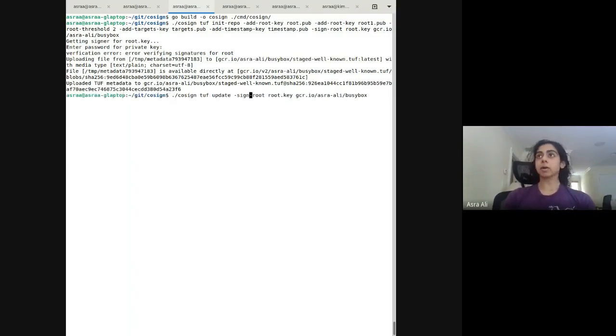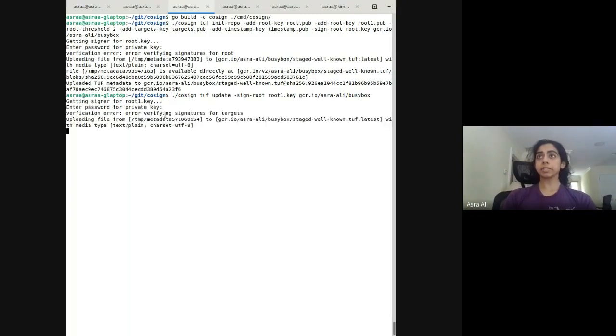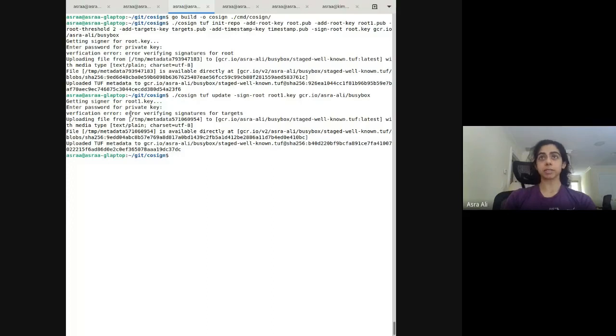And I'm also going to go in, and I have the other public key as a separate maintainer, and I'm going to sign the root as well here. So this could happen not on the same computer. What you see here is now my root is signed, but now I have a verification error on targets because I have not signed my targets yet. I haven't even added any targets. I'll show you the metadata at the end for the sake of time.